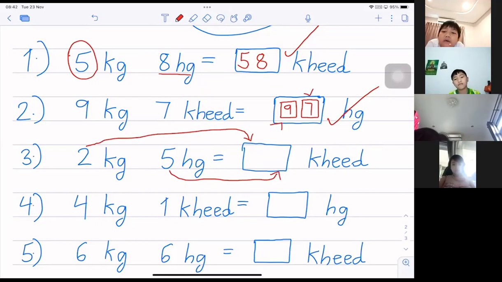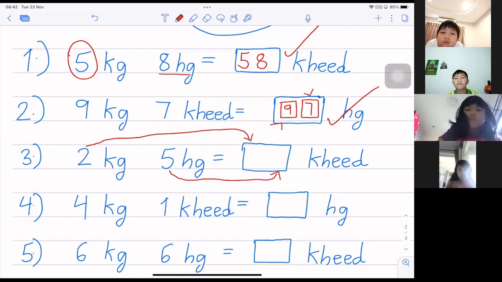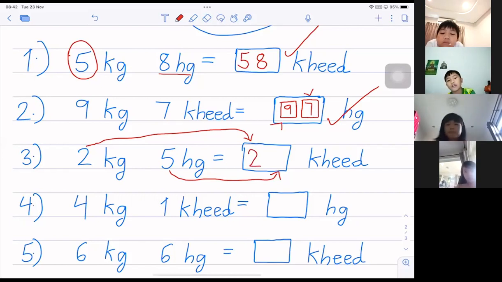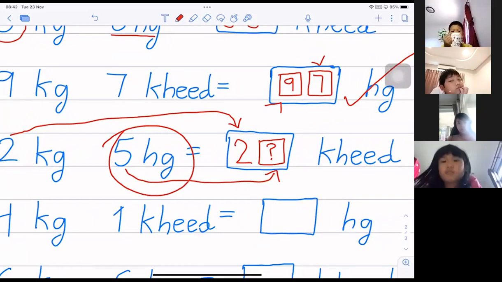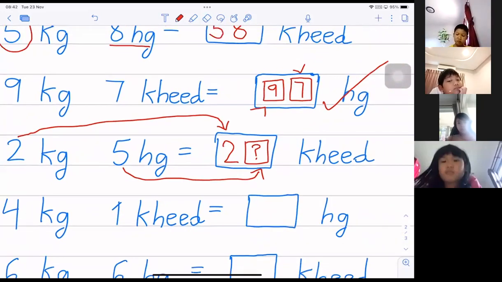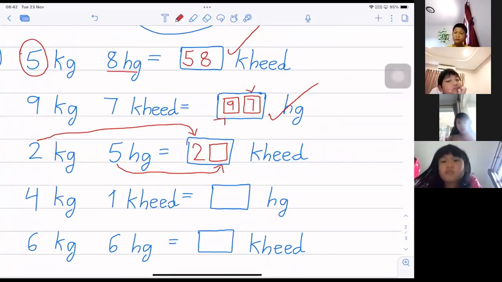Oh, bank. 2 kilogram and five. 2, 5. Okay, look. I write here 2. And what number should I write here, bank? What number should I write here? 5. Yes, 5. And then finished. 25 kheed, okay? 2 kilograms, 5 hectograms is equals to 25 kheed, okay?